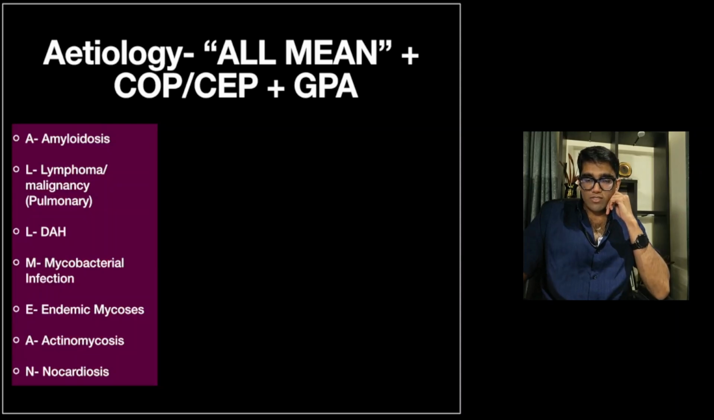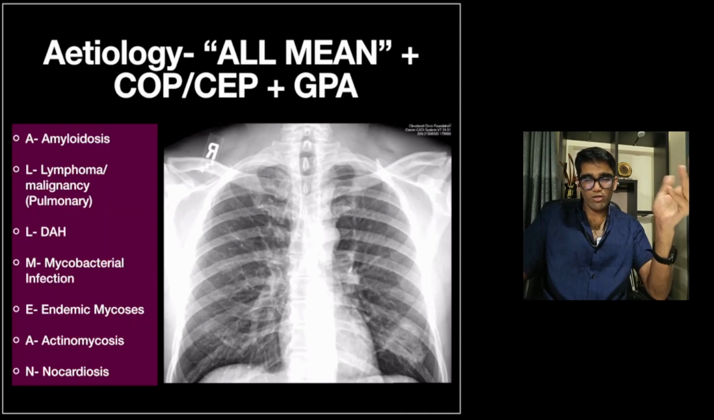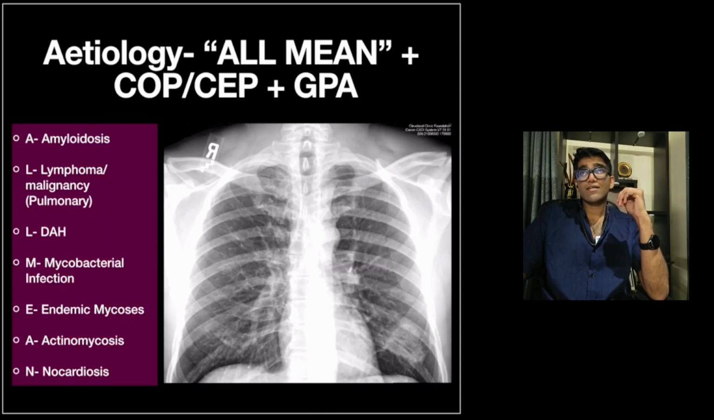Okay, so just as a shortcut, when you're looking at a consolidation, it takes a little bit of time to come up with the entire diagnostic framework. So as a shortcut, you can remember that once you see a consolidation, all causes of a chronic focal or multifocal consolidation are ALL MEAN. ALL would stand for amyloid, L for lymphoma or malignancy. L would also stand for alveolar space, which is diffuse alveolar hemorrhage. Then MEAN is, as we've discussed previously, mycobacterial infection, endemic mycosis. E stands for endemic mycosis, A stands for actinomycosis, and N stands for nocardiosis.